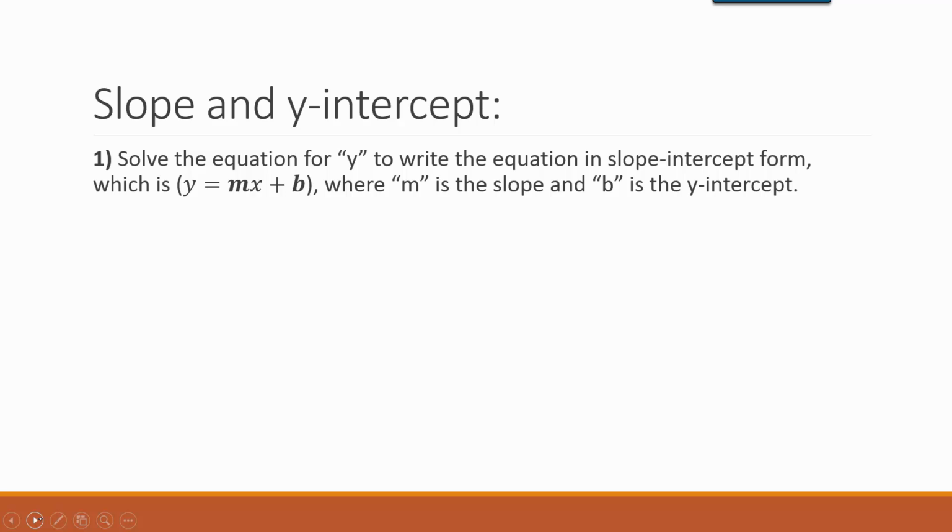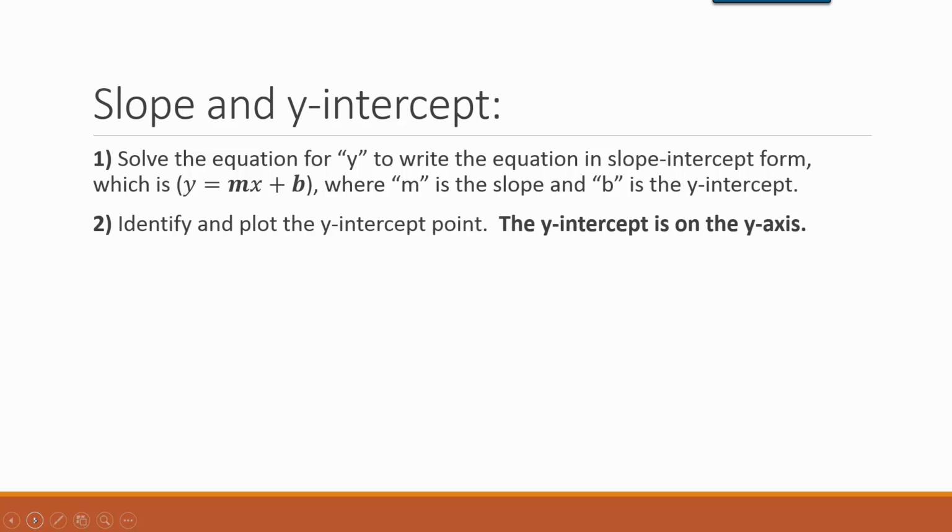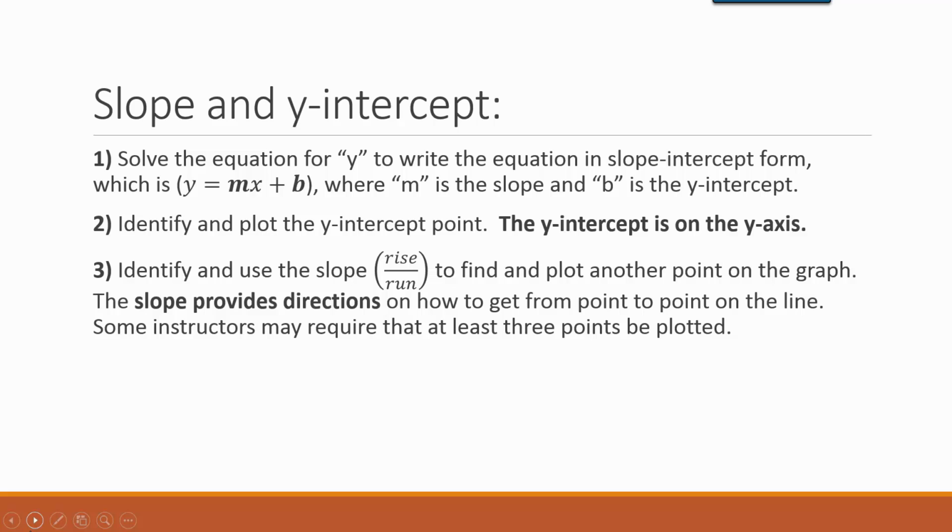Now again, we only have to have 2 points to be able to graph the equation of a line. One of those points could be the y-intercept, and that's one reason we could use this form. The slope gives us directions on how to get from point to point on the line. So after we identify and plot the y-intercept point, remember that the y-intercept is on the y-axis. Then we would use the slope to get to another point.